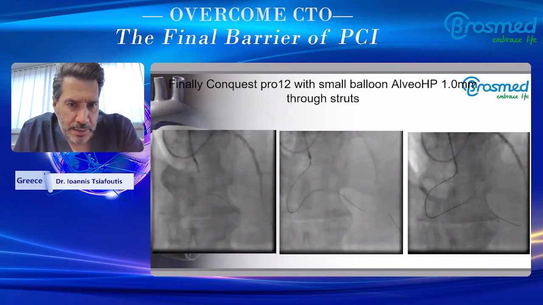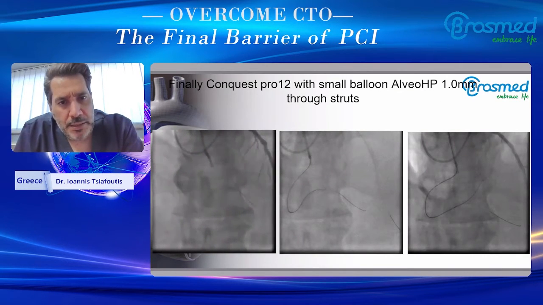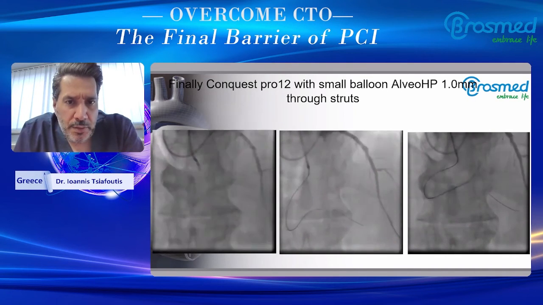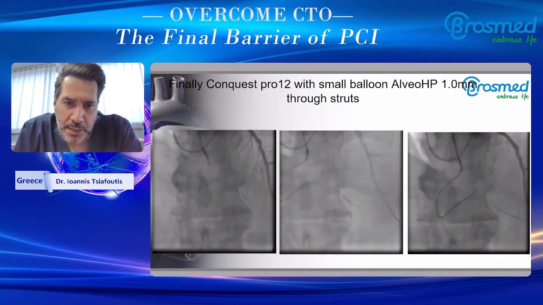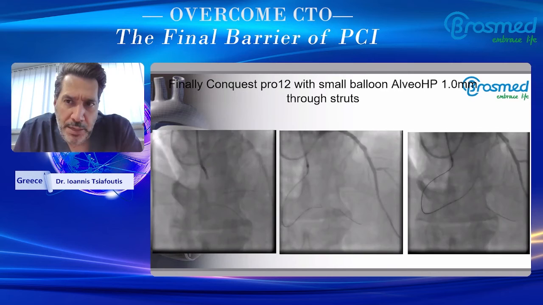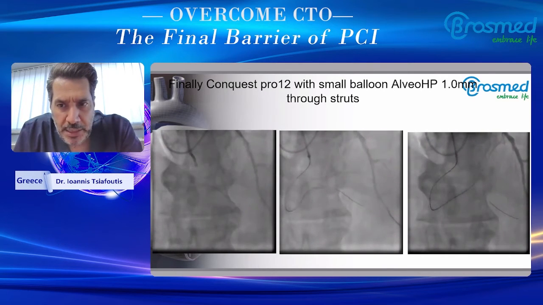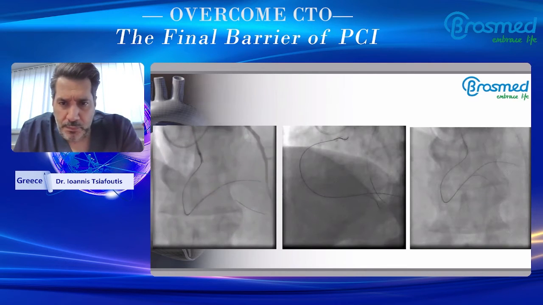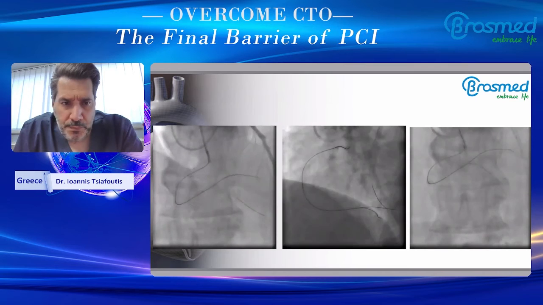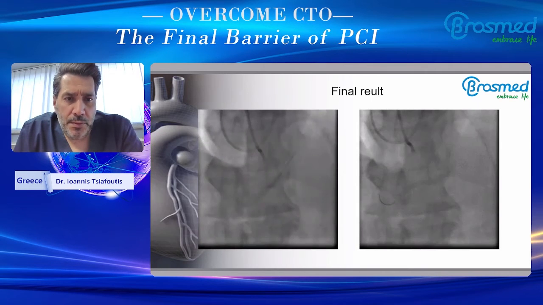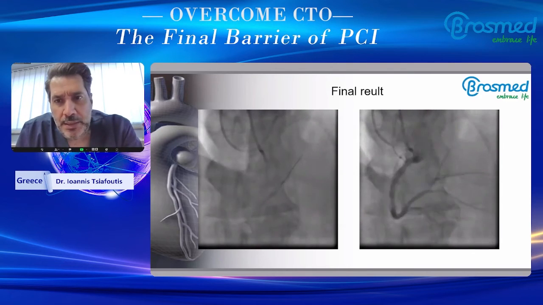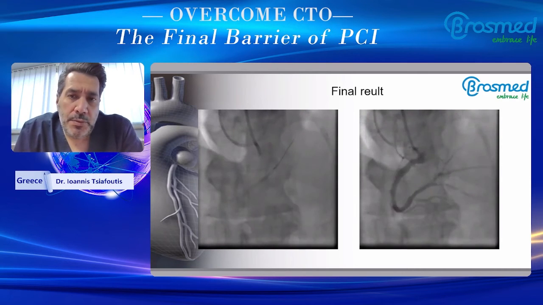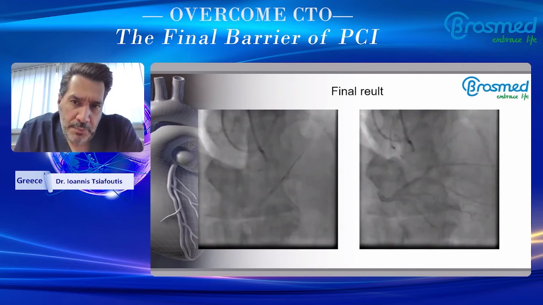We tried several wires, Fielder XT, but finally Conquest Pro 12 could pass through the struts with an Alveo HP 1 millimeter balloon supporting and passing the struts. And after ballooning, we managed to have a final result. The patient was fine, no chest pain. And this way we passed through the struts with this fine balloon.